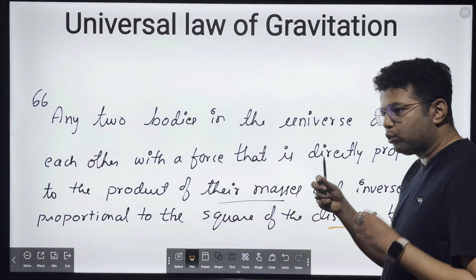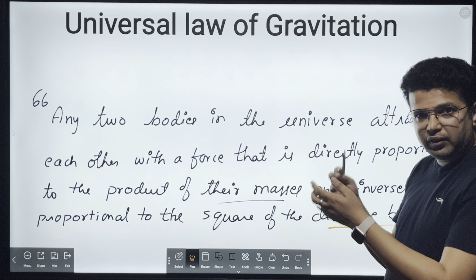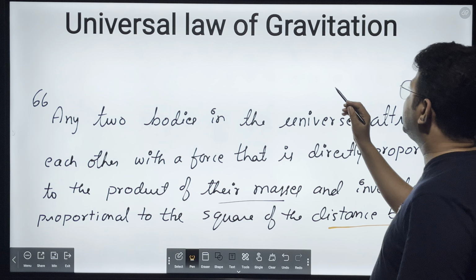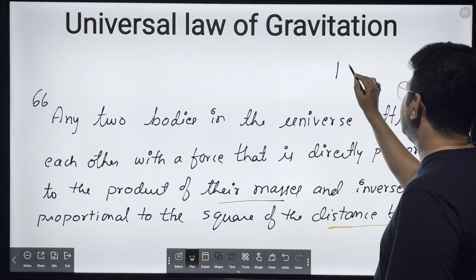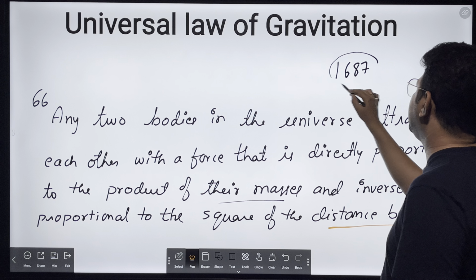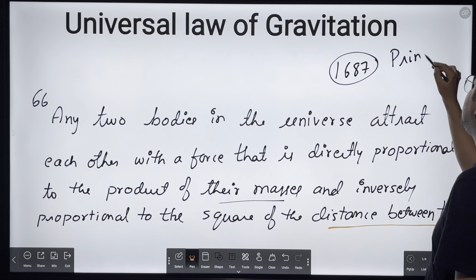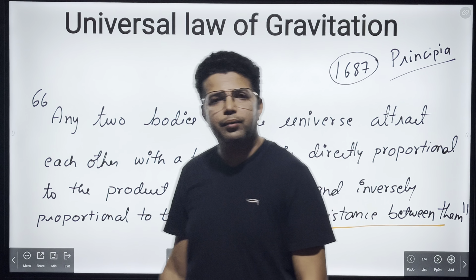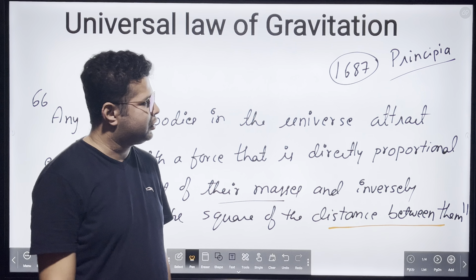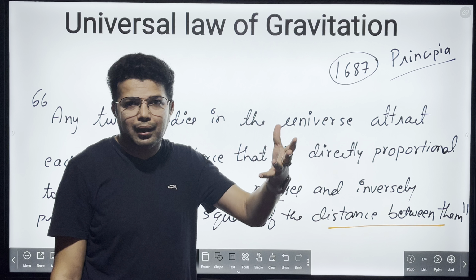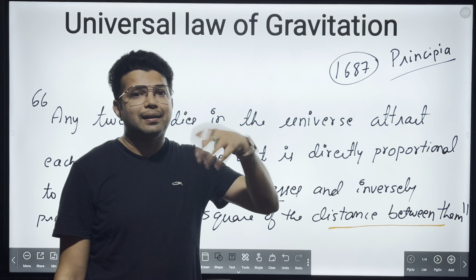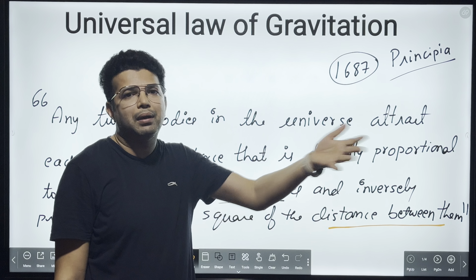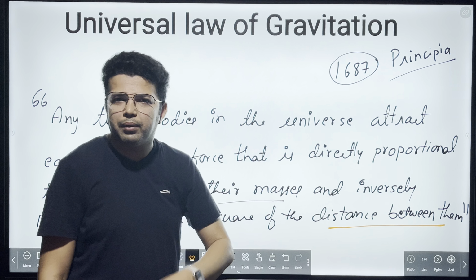So, the gravitational force between two bodies depends on the product of their masses, and it also depends inversely on the distance. This universal law of gravitation was given by Newton, who published it in the year 1687 in his famous book Principia. It was written in Latin. Later it was translated into English, because at that time Latin was a prominent language in Europe, like Sanskrit was before in India. The name of the book is Philosophiae Naturalis Principia Mathematica, meaning natural philosophy and principles of mathematics.